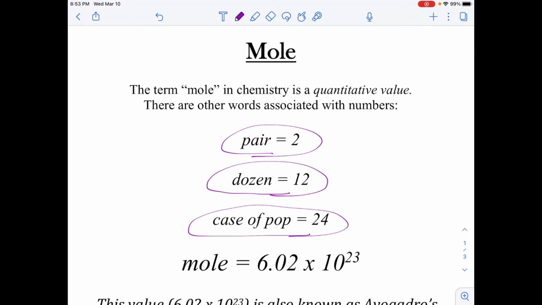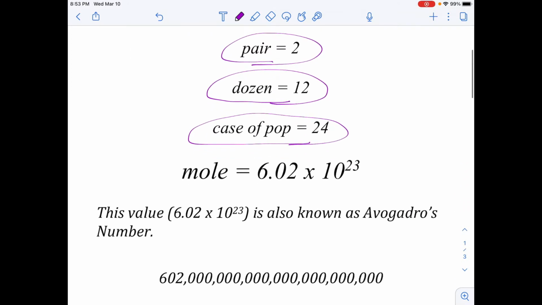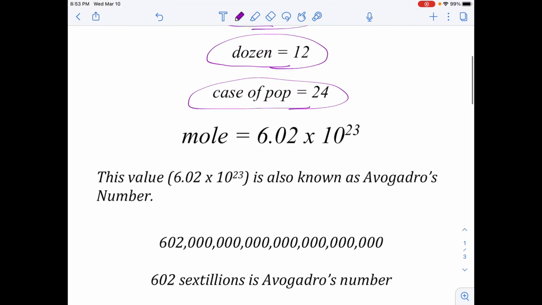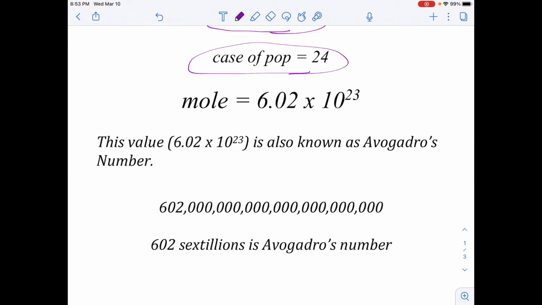Okay, a mole is 6.02 times 10 to the 23rd atoms, or anything really. It's a large number. Okay, so it's also known as Avogadro's number. It's 602 sextillions. So if you count all of these zeros, or if you understand scientific notation, 6.02 multiplied by 10, 23 times. That's what 10 to the 23rd means. Okay, so if we put our decimal here after 6.0, we're going to multiply that 23 times.